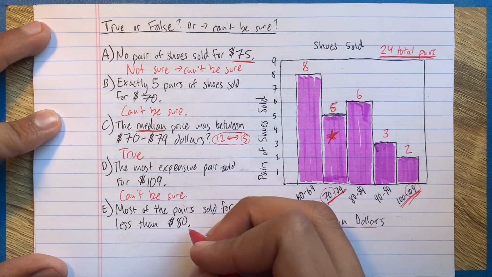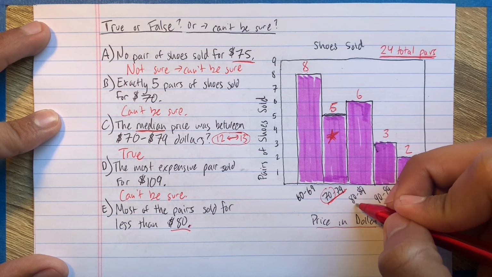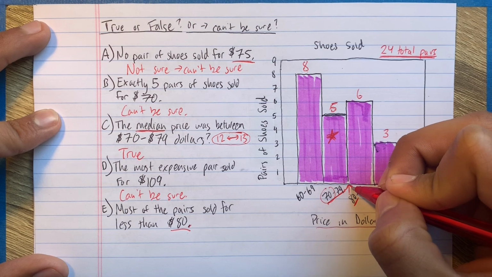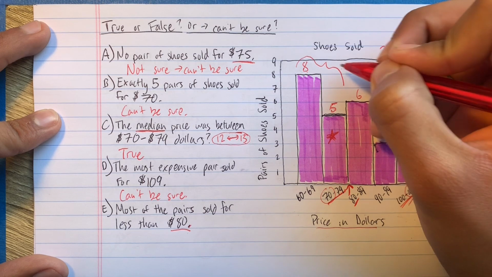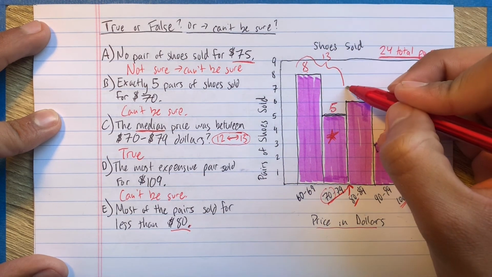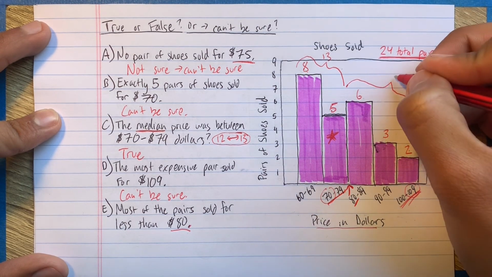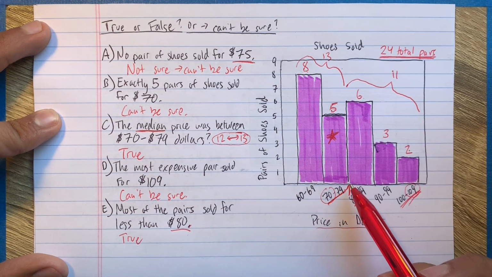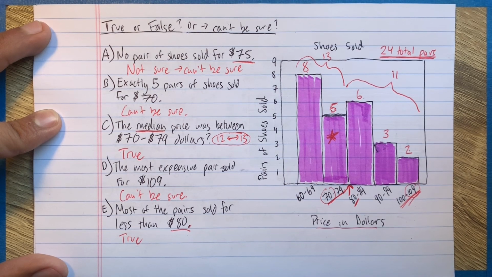Lastly, most of the pairs sold for less than $80. Okay, so now we just need to see if more or most of the shoes fell below $80. $80 is here, so we're going to take a look at the number of shoes to the left of this 80. To the left of this 80, we have 13 shoes. And to the right of the 80, we have 6 plus 3, which is 9, plus 2, which is 11. So yeah, this one is true. We know that 13 shoes were less than $80, and we know that 11 shoes were more than $80. That's it.